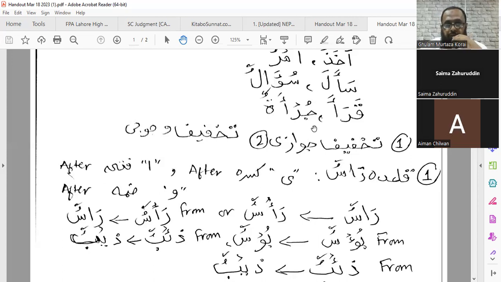And you know, mahmoos means if hamza is part of the root letters, haruf asli, then that kalima is known as mahmoos. And it can be mahmuzul fa, mahmuzul ain, and mahmuzul lam.